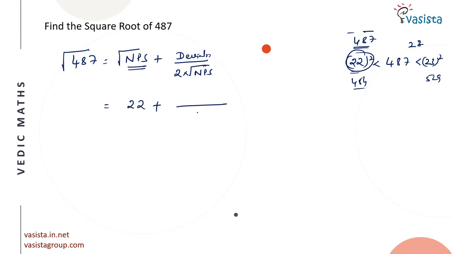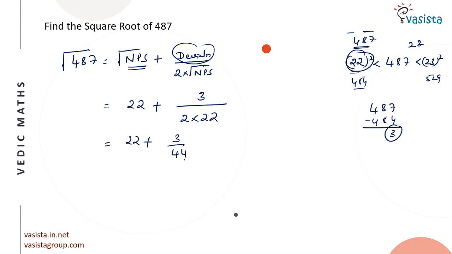Let us check out here. This is going to be 2 into 22, plus the deviation here. So I am taking the lesser one, so this will become positive. That is 487 minus 484, which is going to be 3, right? So which is nothing but 3 divided by this. This is nothing but 22 plus 3 by 44.